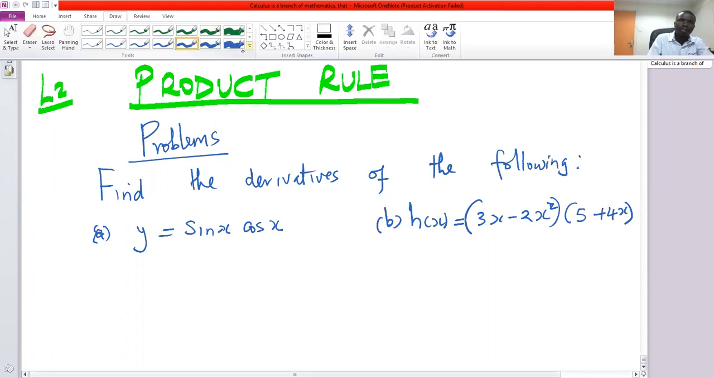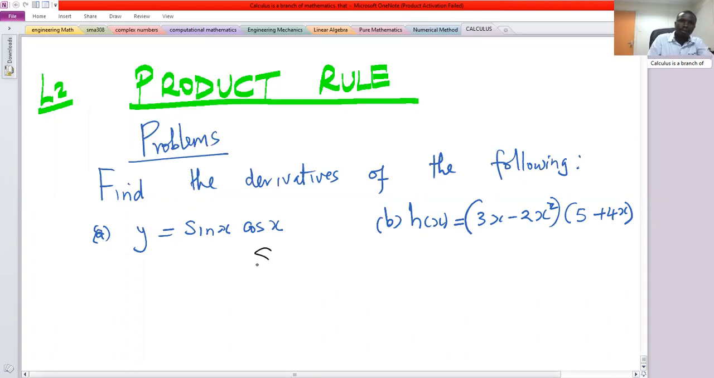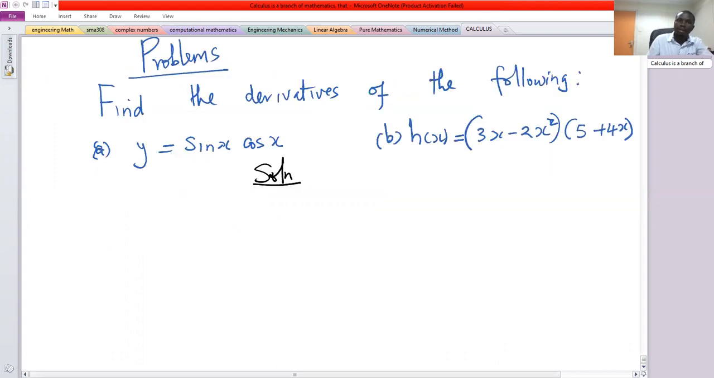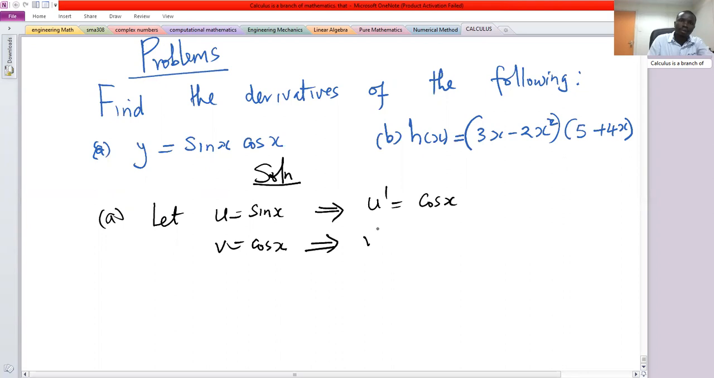Now, by definition, product rule is given by dy dx equals u prime v plus v prime u. So for A, we say let u be sine x and v be cosine of x. Now this implies that u prime is cos of x, and this implies v prime, derivative, of course, is negative sine.